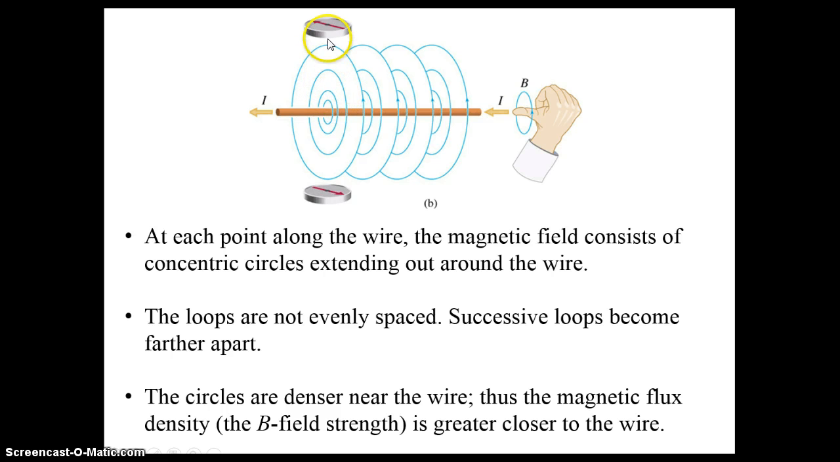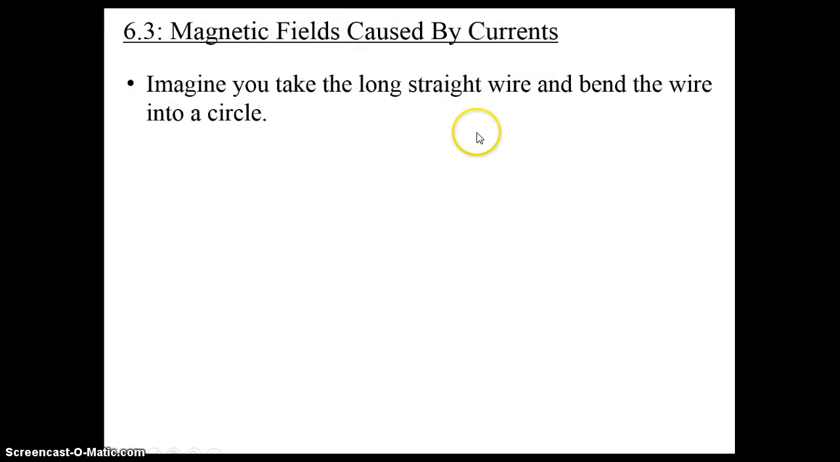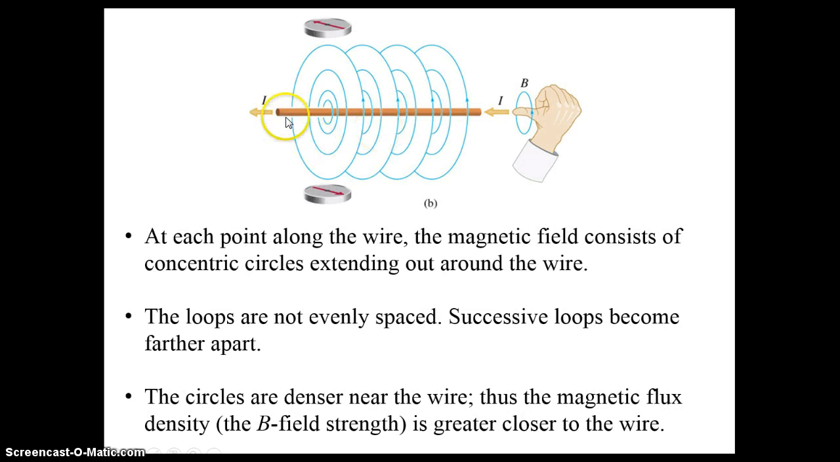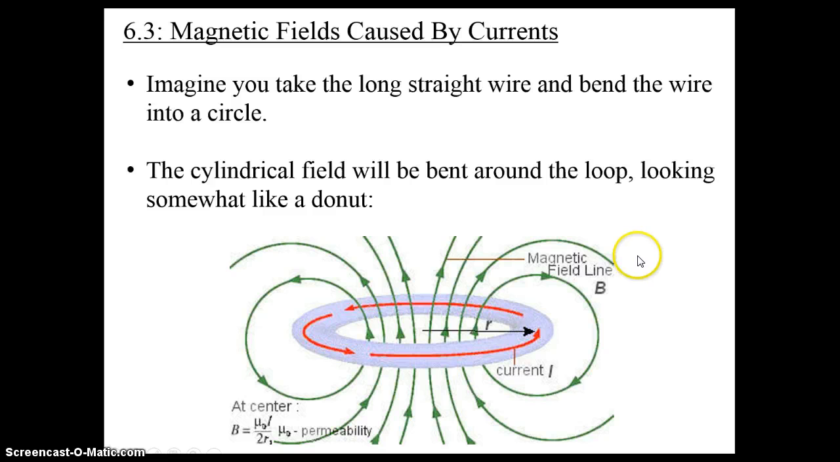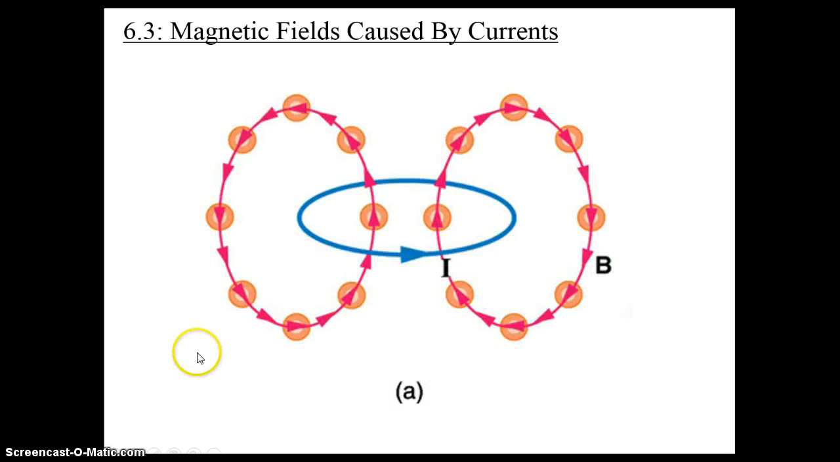They're dense, and as we go farther and farther away from the wire, here's the wire. Now here my mouse is really far away. Here, those field lines are less dense because the strength is not as big. Strength is weaker. Okay, so imagine we take this long wire, here it is, and you bend it into a circle. What does it look like? It looks like this. The field lines look kind of like a donut. And we've got a few more pictures that show that.